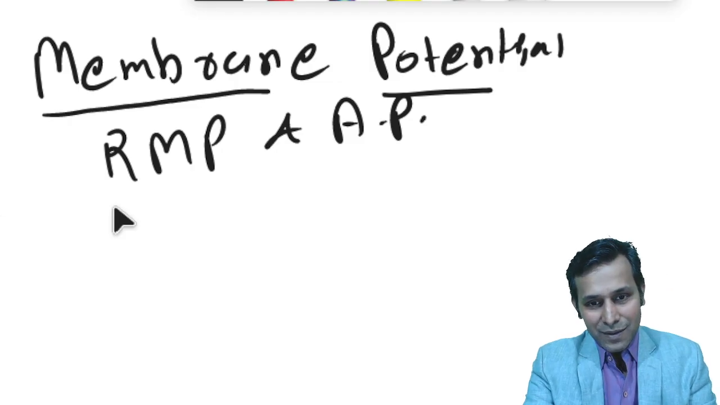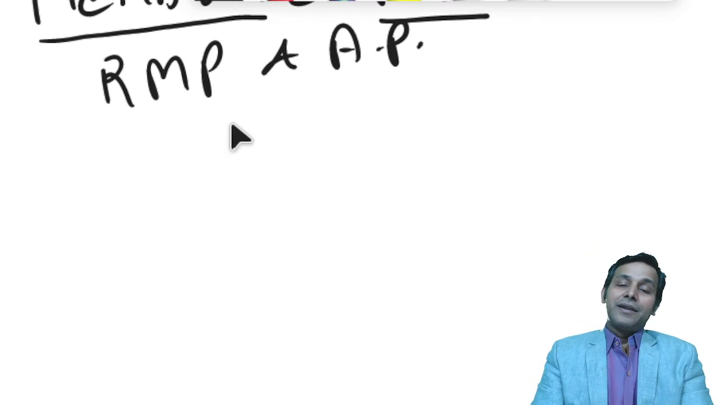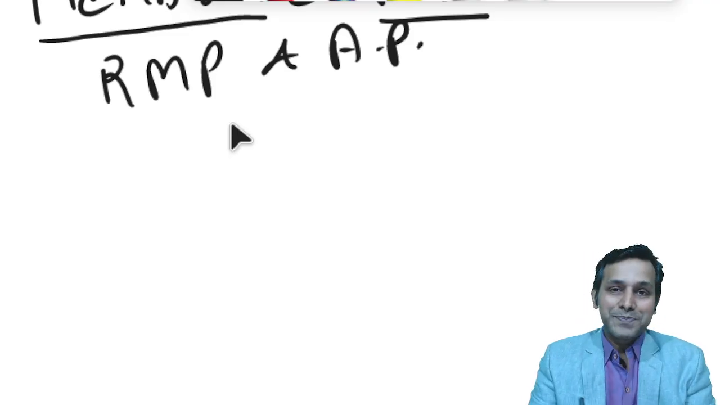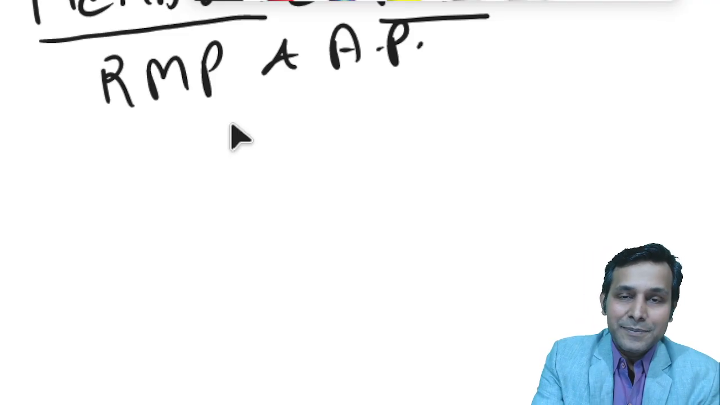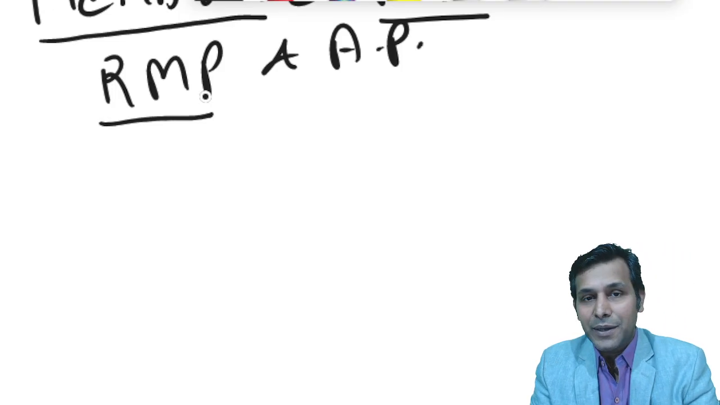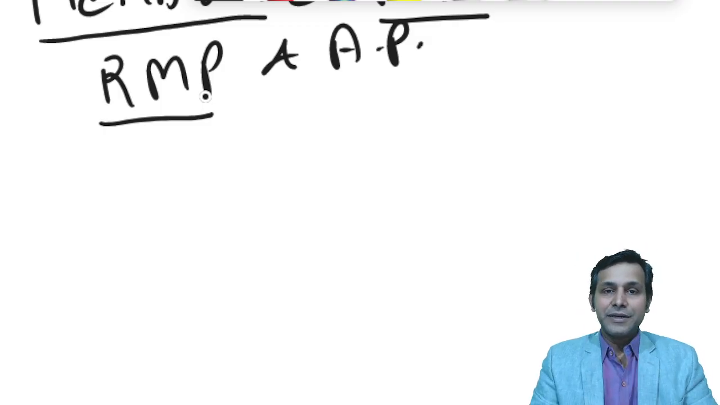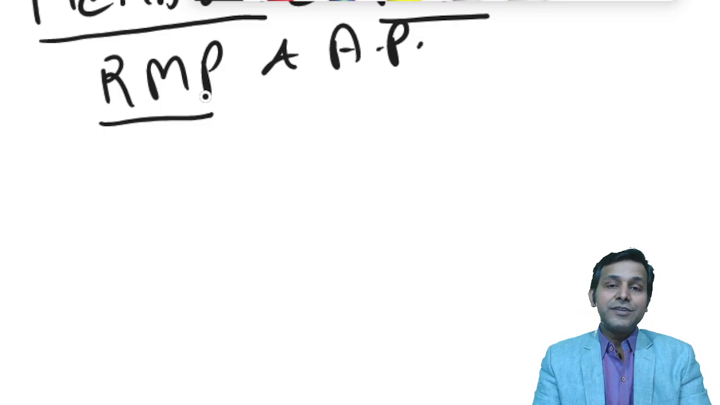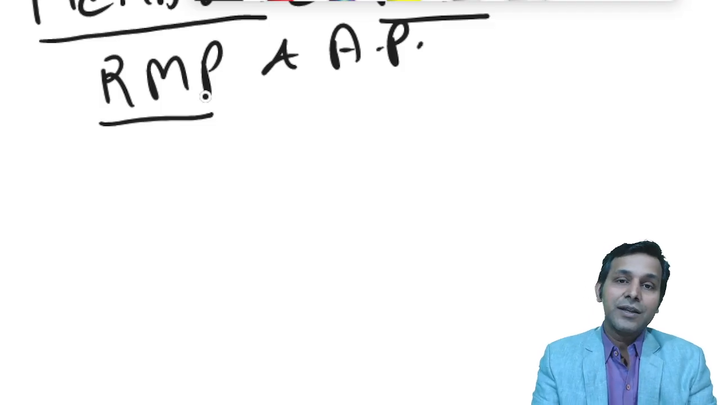So membrane potential is a topic which encompasses your resting membrane potential and action potential. First, resting membrane potential, RMP. Whenever you get this word resting membrane potential, remember it's a condition which exists in the cells which are excitable cells.